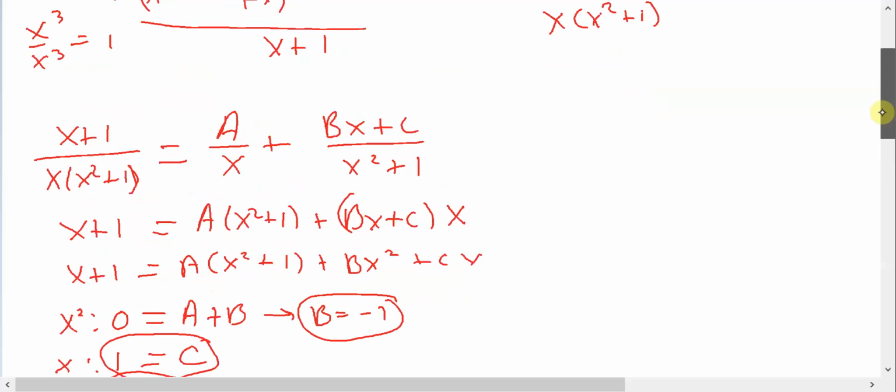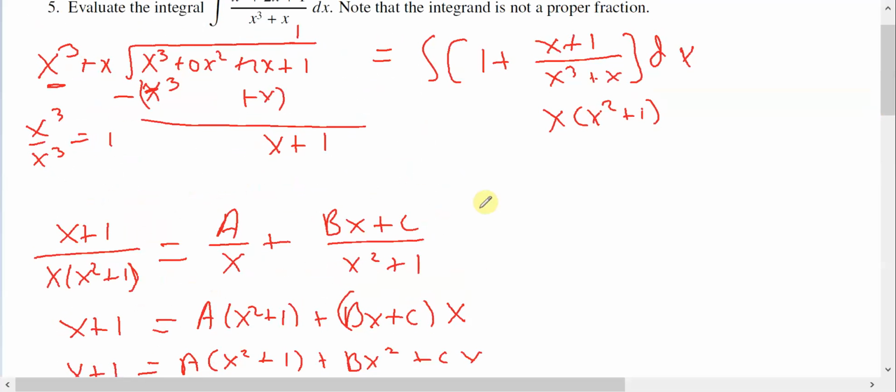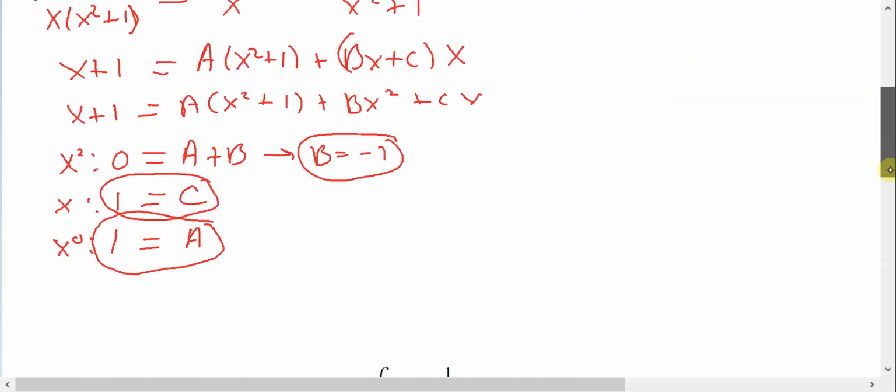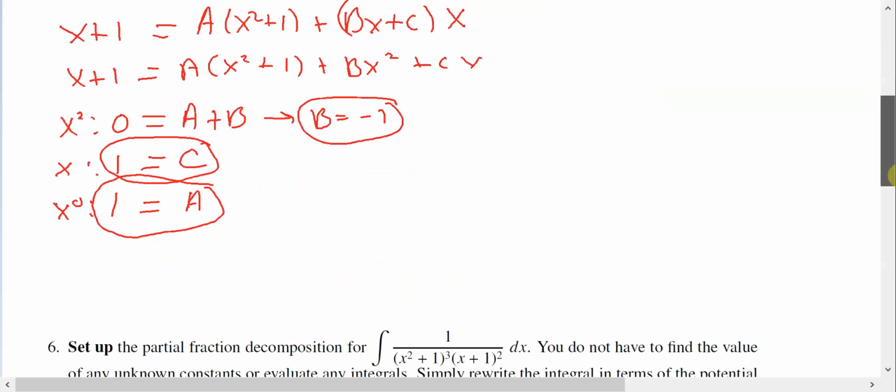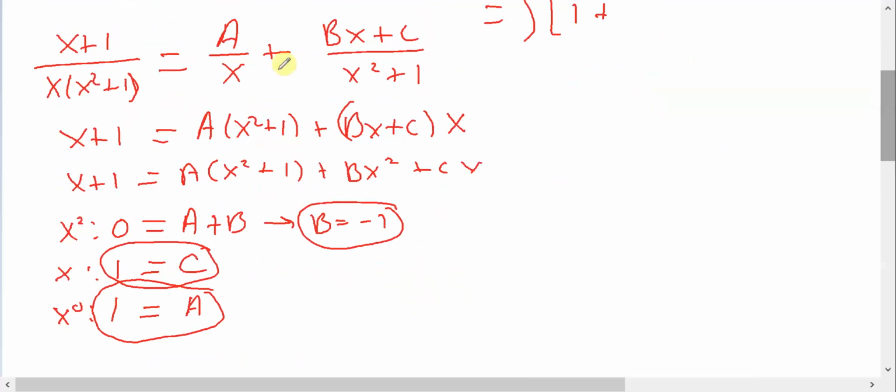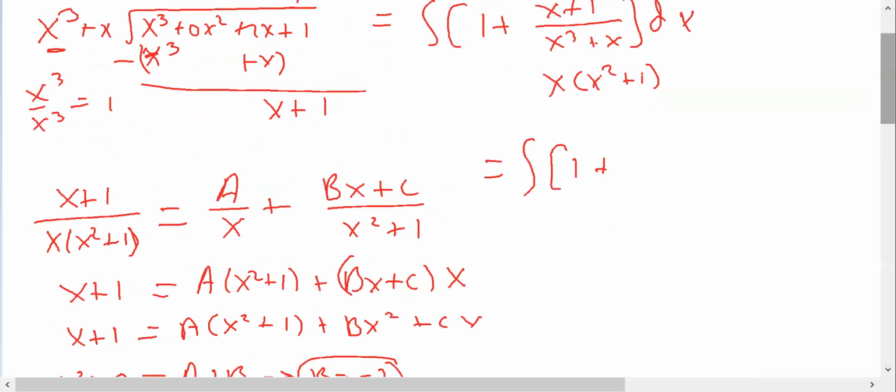So my integral up here is going to become the integral of 1 from the long division plus, we had 1, 1, and minus 1, so it actually is 1, minus 1, and 1 in here, so 1 for A, minus 1 for B, and 1. So it's 1 over x, minus x over x squared plus 1, plus 1 over x squared plus 1.